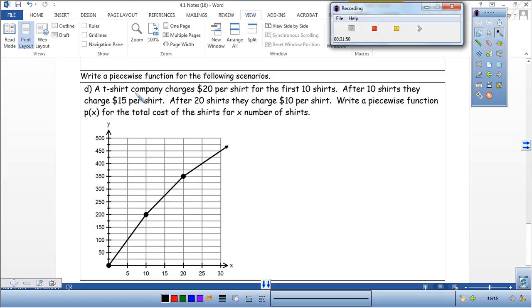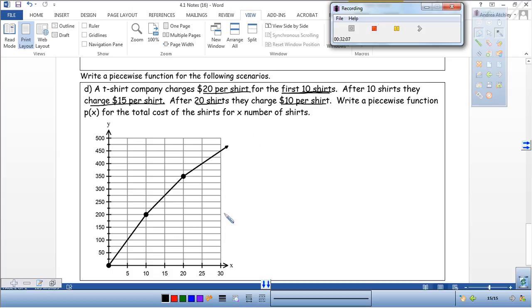Okay, so a t-shirt company charges $20 per shirt for the first 10 shirts. After 10 shirts, they charge $15 per shirt. Then after 20 shirts, they charge $10 per shirt. Okay, we have a piecewise function, P of x, for the total cost of x number of shirts. So we're going to write 3 equations.